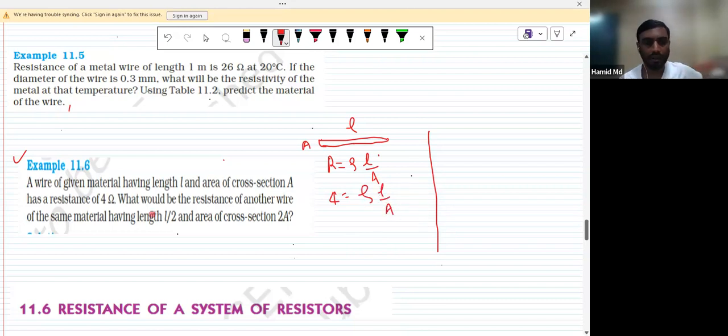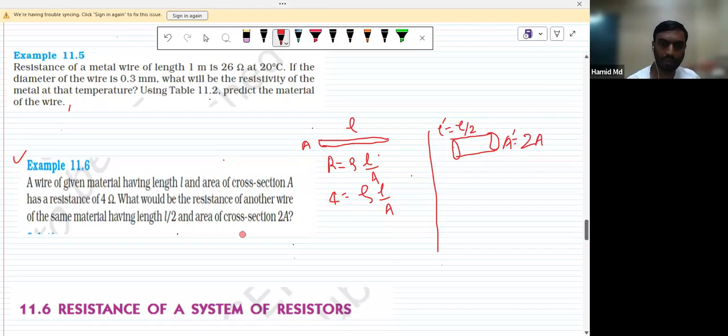Clear? Now, what would be the resistance of another wire of the same material of length L by 2? Now the length is L by 2, this may be L prime. And the area of cross section is twice A, so A prime is 2A. So what is being asked? What would be the resistance?